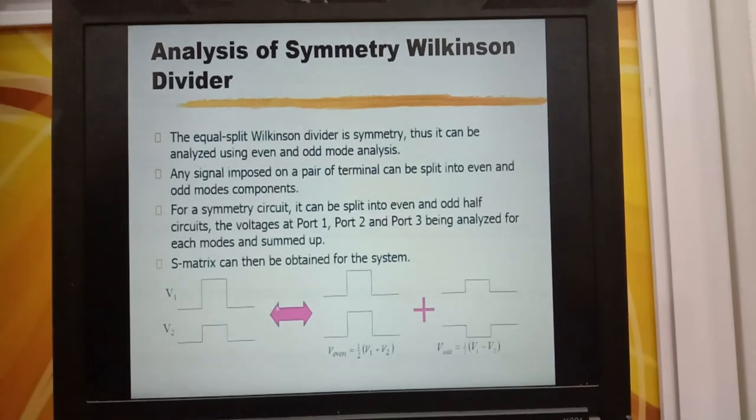That's why we say that for a pair of signals V1 and V2, it can be considered as the sum of an even mode signal and an odd mode signal, where the even mode signal consists of a pair of signals with the same magnitude and phase, whereas the odd mode signal consists of a pair of signals having the same magnitude but opposite phase.